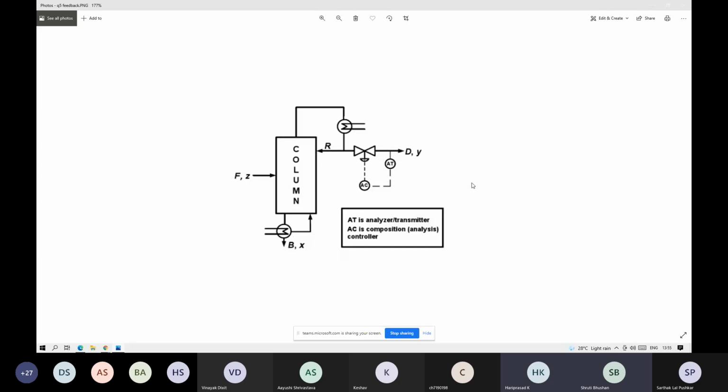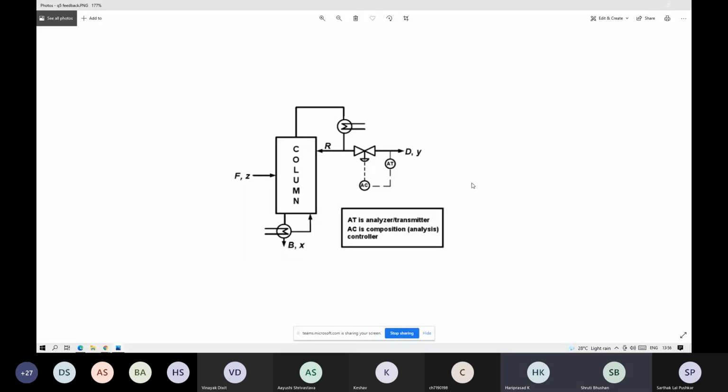Okay. So see, our variable of interest was distillate. So you measured distillate, correct? Then you control a variable that could have an impact on the distillate. Here it was distillate flow rate, but you measured not the flow rate, you measured the composition of the distillate. Is that clear to you? Yes, sir.